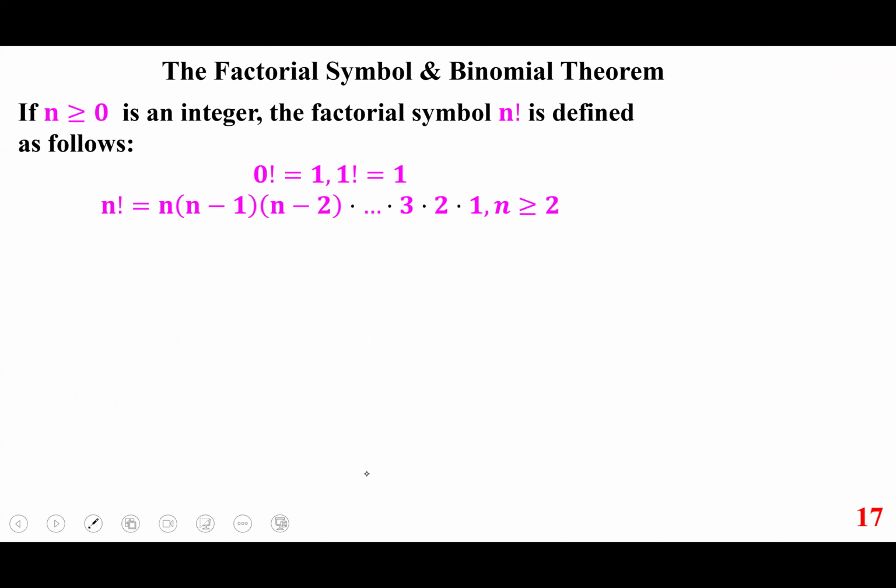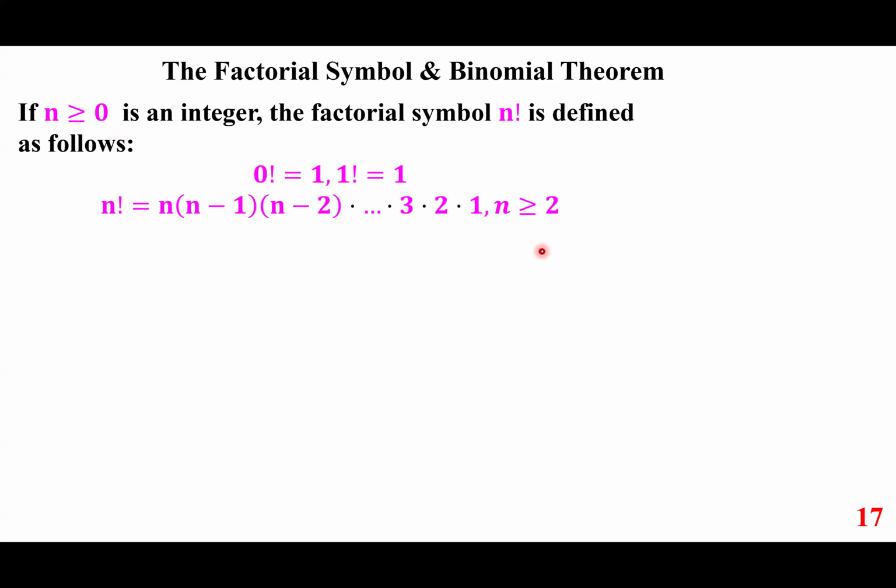All right, let me remind you of the factorial symbol and binomial theorem. If n is larger than or equal to 0 and an integer, the factorial symbol, n factorial, is defined as follows. 0 factorial is 1, 1 factorial is 1, n factorial is n times n minus 1, n minus 2, all the way times 3 times 2 times 1, and n is larger than or equal to 2.